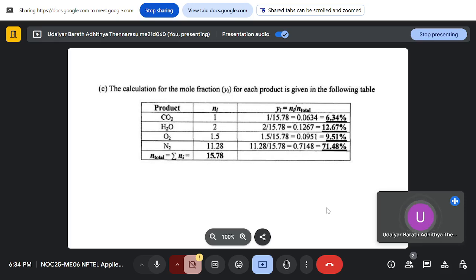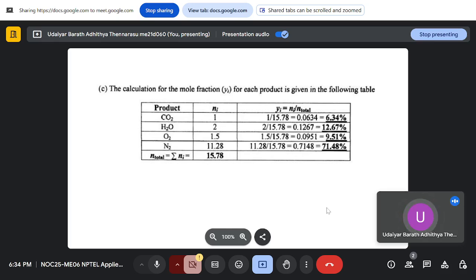Next we need to find out the molar analysis of the products. We just need to find the mole fractions. Again the products are CO2, H2O, O2 and nitrogen, and the corresponding moles present are CO2 1 mole, H2O 2 moles, oxygen 1.5, nitrogen 11.28. If we add up all the moles, we get 15.78 moles of product.